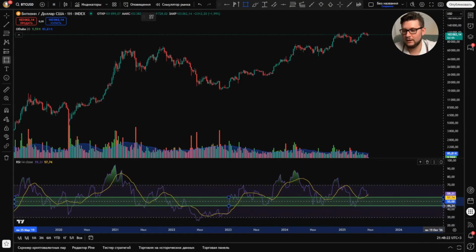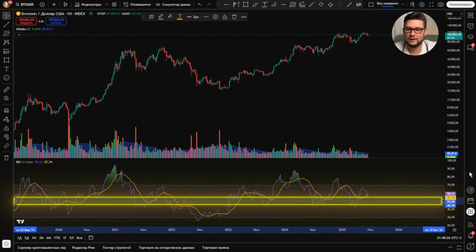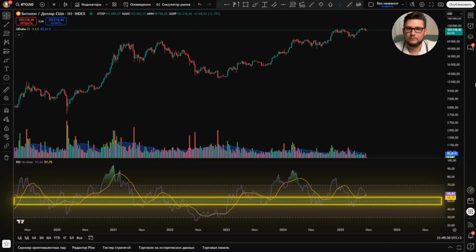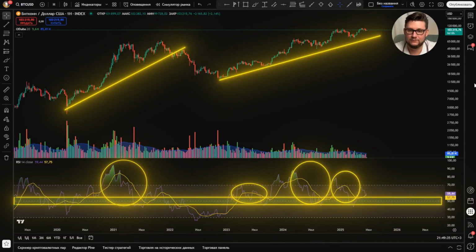Pay attention to another important range. This is the range between 45 and 55. This is the middle range of the relative strength index. When the market is rising, that is, when there is an uptrend and the relative strength index on the weekly time frame enters this range, it is usually a good range to accumulate more of the asset, to buy more, and the growth is likely to continue.